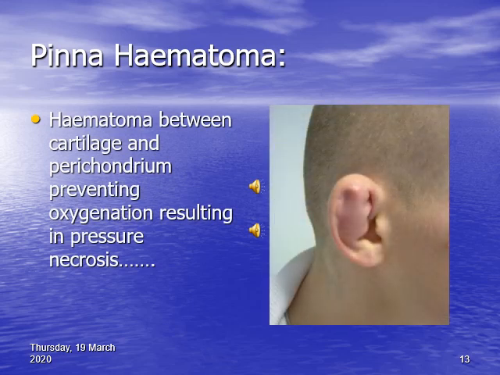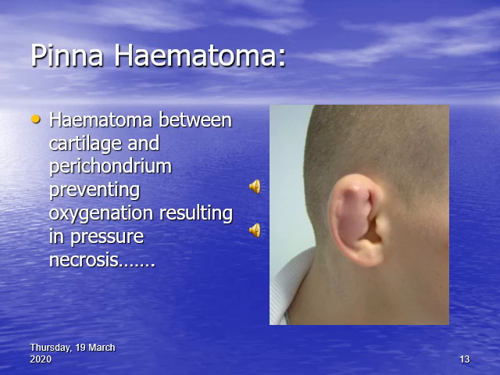This is another acquired pathology affecting the auricle. It is caused by trauma, but here the type of trauma is not penetrating, not lacerating trauma. The trauma here is a blunt trauma, causing a force on the auricle, and this force results in rupture of blood vessels of the auricle. The blood vessels here are in the perichondrium.